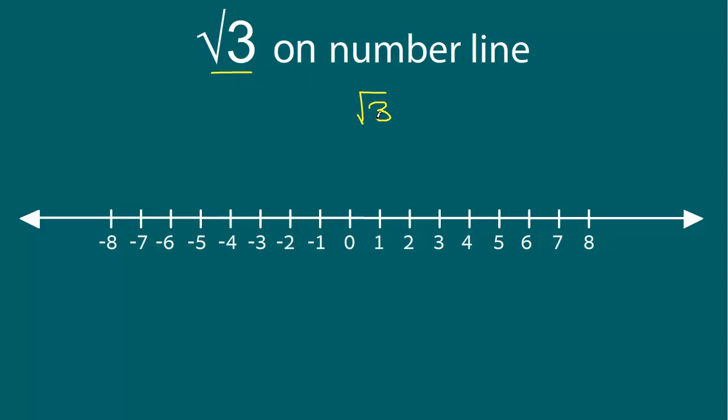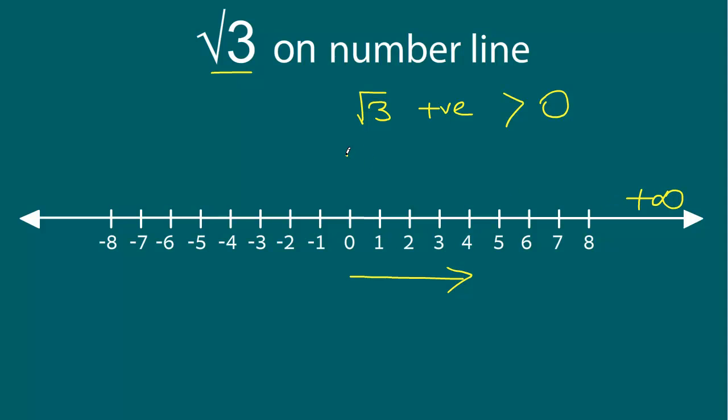Square root 3 is a positive number, so it is greater than 0. So we start from 0 and we will look to the right side of 0. Why is that? Because as we go from 0 to the right side, the numbers increase and we get to plus infinity on the number line.